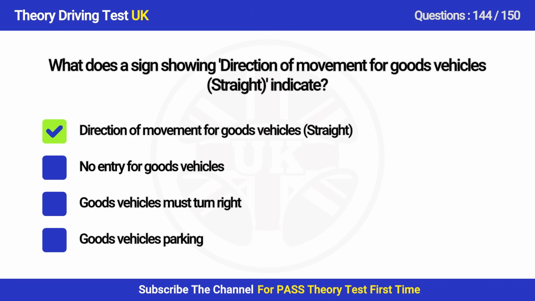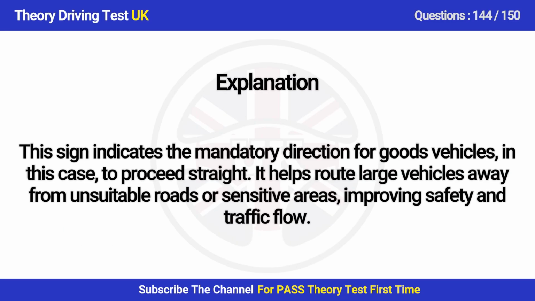Answer is A, direction of movement for goods vehicles straight. This sign indicates the mandatory direction for goods vehicles, in this case, to proceed straight. It helps route large vehicles away from unsuitable roads or sensitive areas, improving safety and traffic flow.